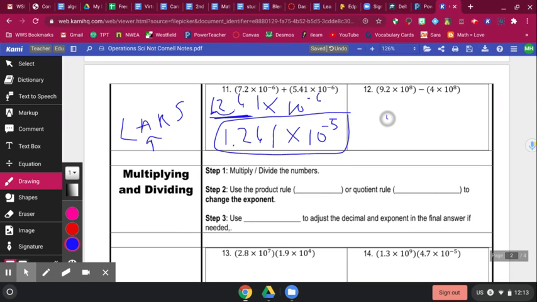And number 12 is 5.2 times 10 to the 8th. Again, that's 5.2.